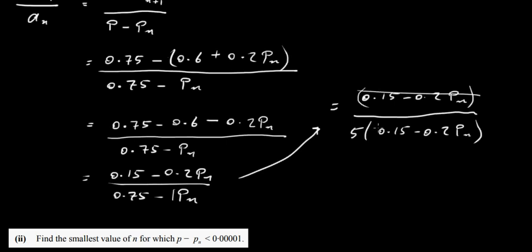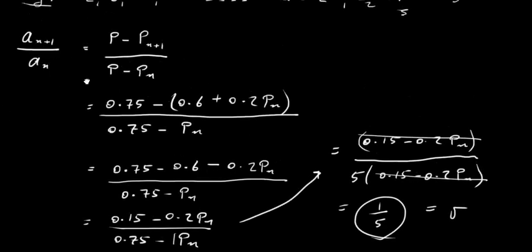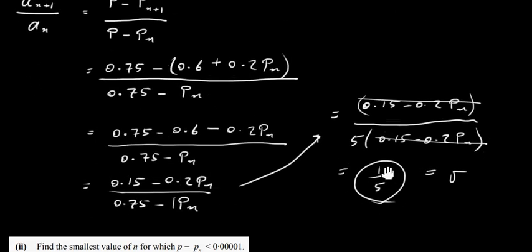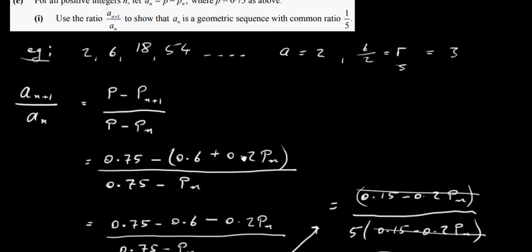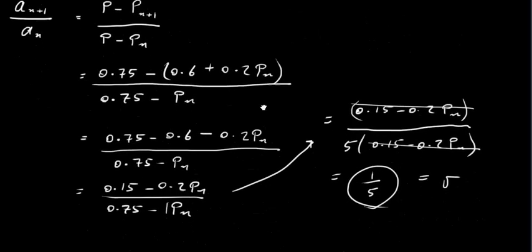We can just divide this into this, we'll get 1 on the top, so we'll just get 1 over 5. And this is our common ratio, or in other words, if we take any an plus 1, any term, divide it by the previous term, we'll get a constant, and that constant is 1/5. So that shows that an is a geometric sequence with common ratio 1 over 5. Okay, let's look at the next one then.